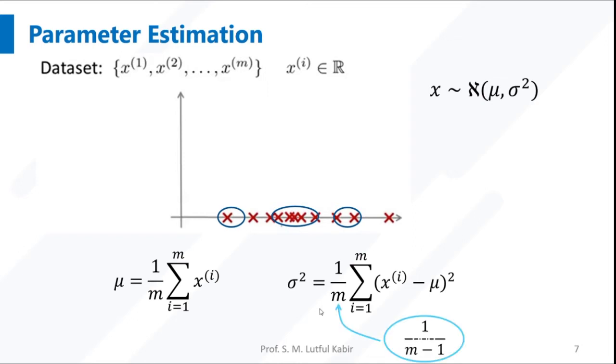In some books or applications you will see 1 over m minus 1. It doesn't matter much because m is quite large. In machine learning problems, normally people use 1 over m. So this is the curve. Once you know mu and sigma, if you put those values into the previous equation, you will get the bowl-shaped curve.